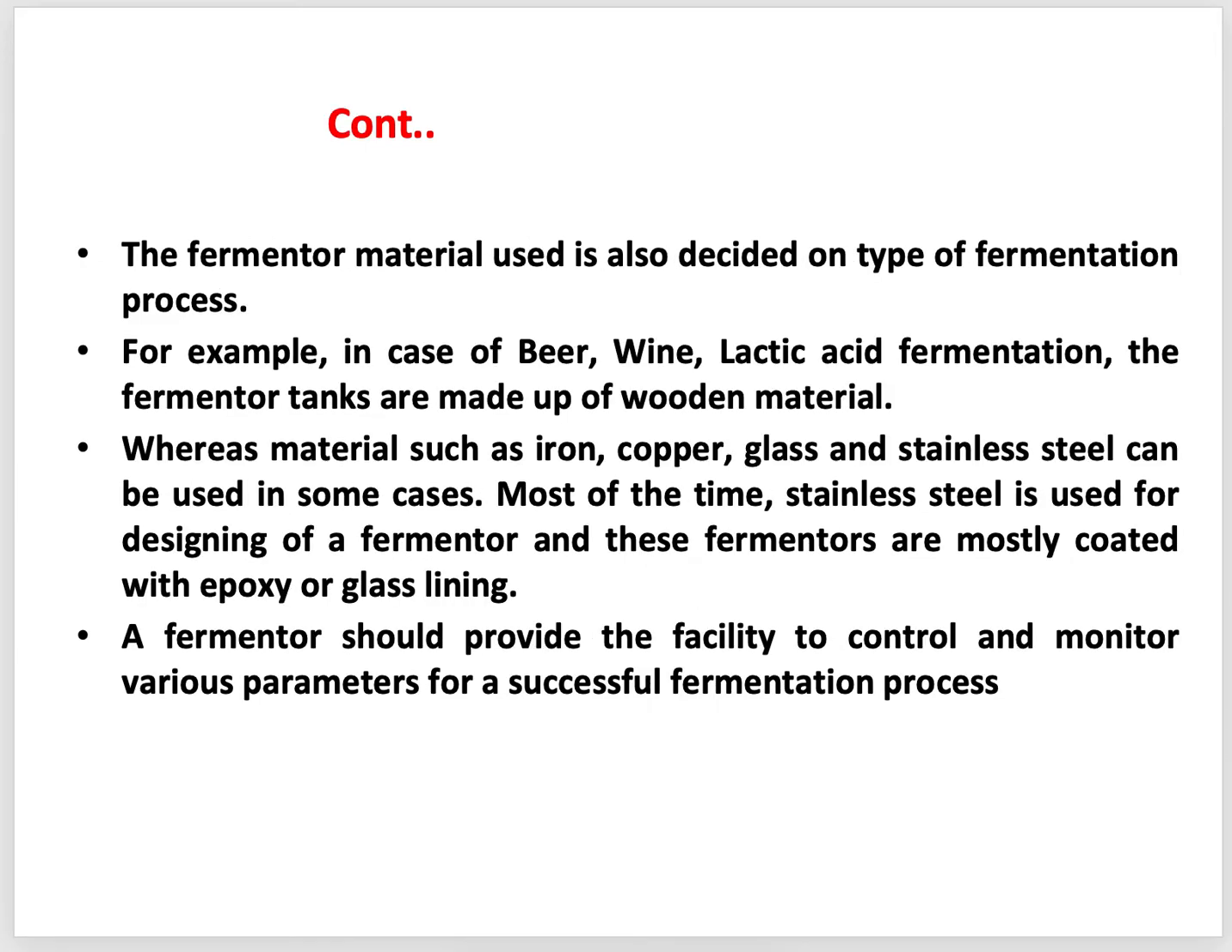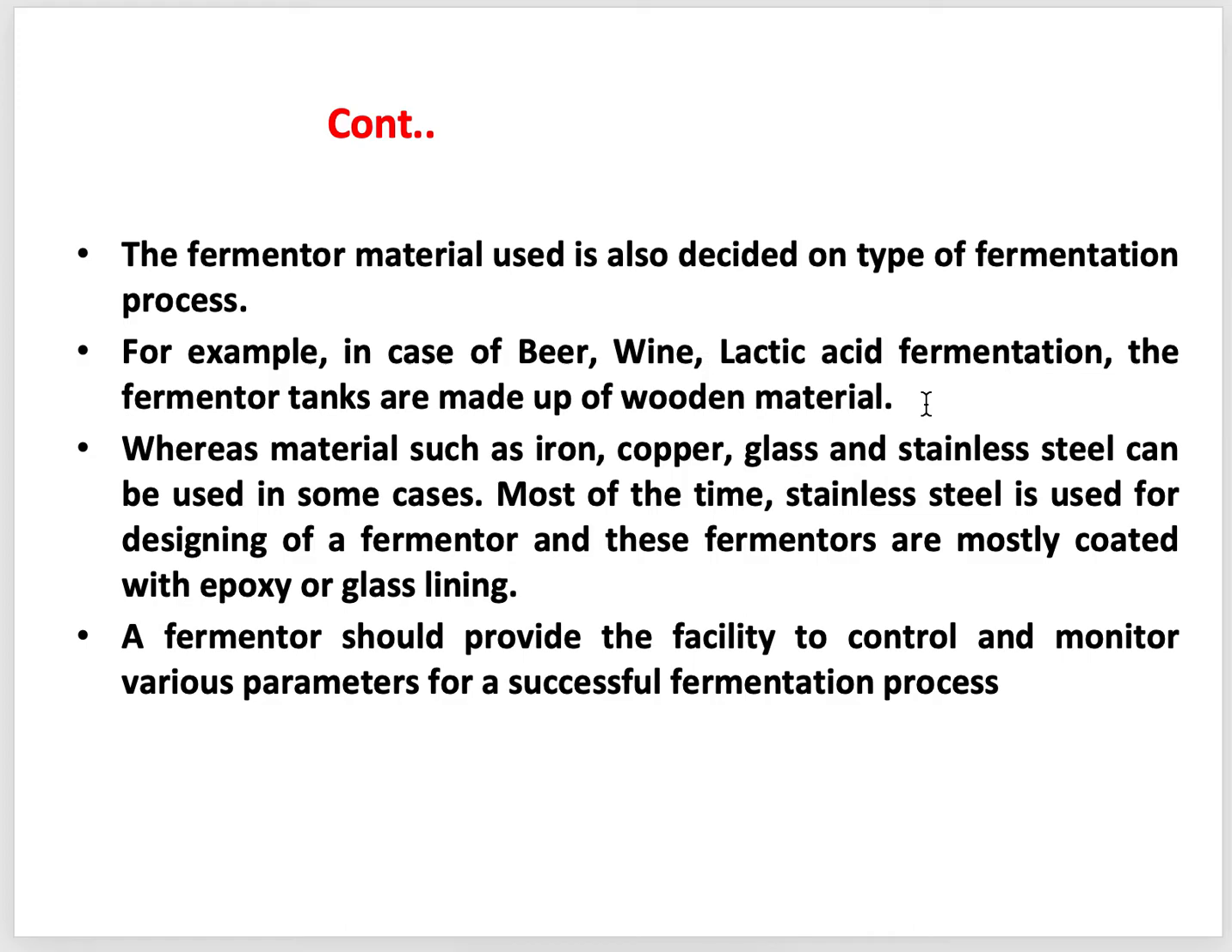Some more information about the materials. Okay. So the fermenter material used is also decided by the type of fermentation process. I mean, what type of fermentation we want to do. For example, in the case of beer, wine, lactic acid fermentation, the fermenter tanks are made of wooden material. However, metals like iron, copper, glass, stainless steel can also be used in some cases.